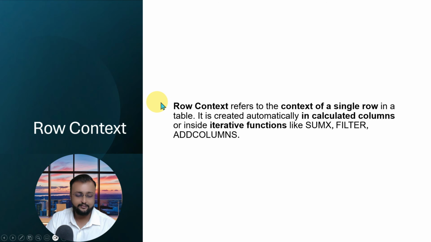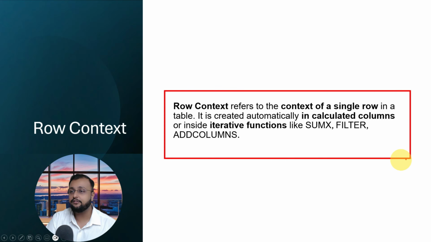So row context is basically referring to the context of a single row in a table. It is created automatically in calculated columns or inside iterative functions, like whenever you have any kind of X function like SUMX or FILTER or ADDCOLUMNS, this row context is applied automatically. So what is row context? Simply, row by row the calculations are executing. Okay, that is considered a row context.